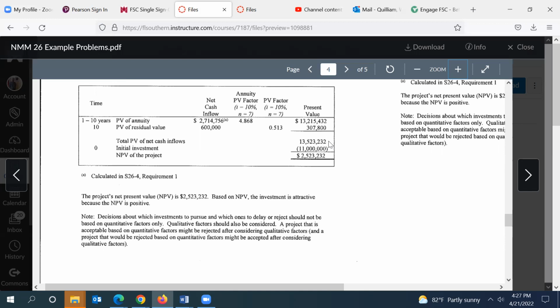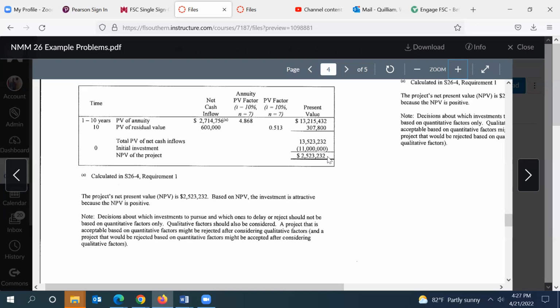So we add the two together and we get the total present value of the net cash inflows, $13,523,232. From that, we subtract the initial investment of $1 million. So the net present value of the project is $2,523,232. So if you will, we made that much off the project. It was profit.